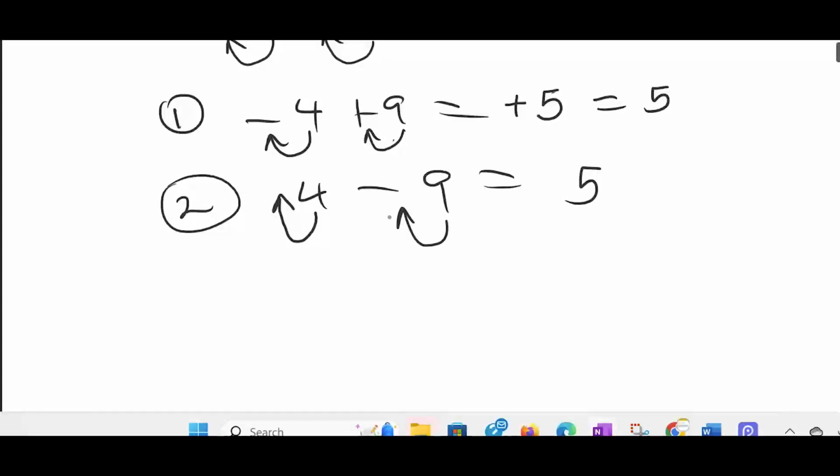Then which of the signs are we going to pick? Is it the positive sign attached to 4 or the negative sign attached to 9? So 9 is bigger and the sign is negative. So we have to pick the sign before the bigger number. So in this case, this will be negative 5.